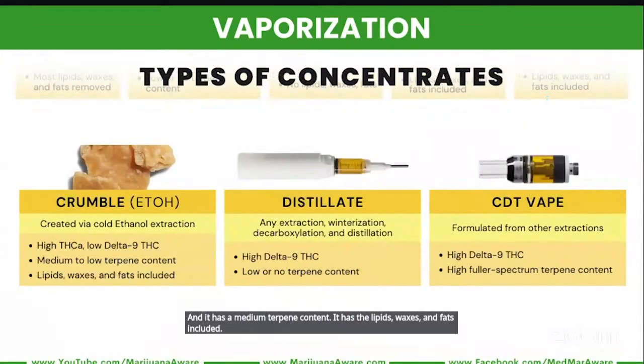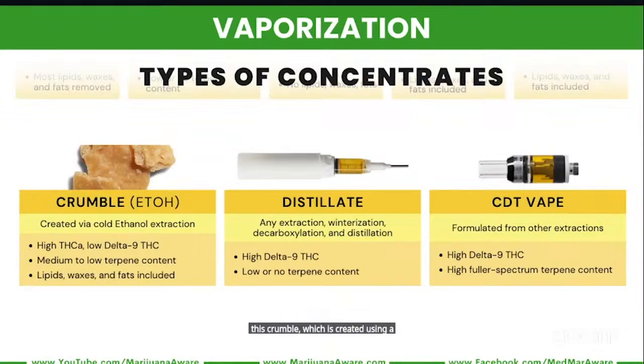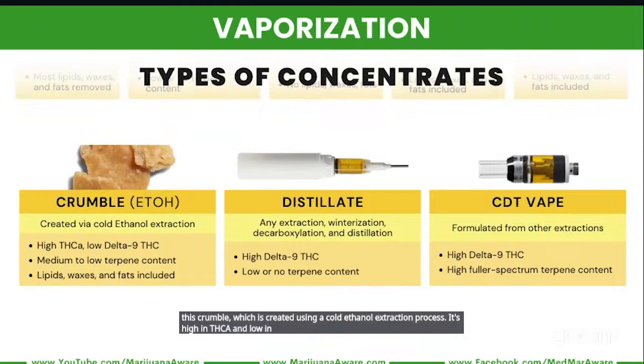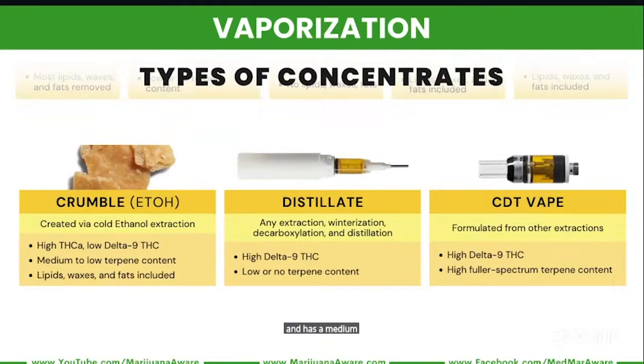There's crumble, which is created using a cold ethanol extraction process. It's high in THCA and low in delta-9 THC, and has a medium to low terpene content. The lipids, waxes, and the fats are included.